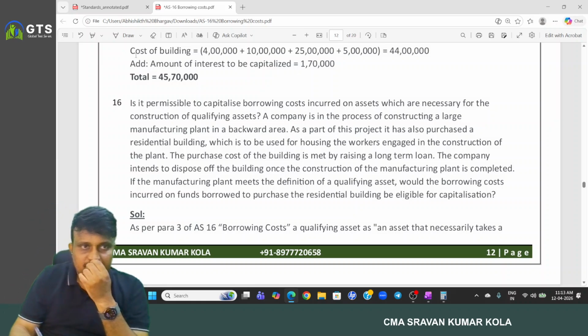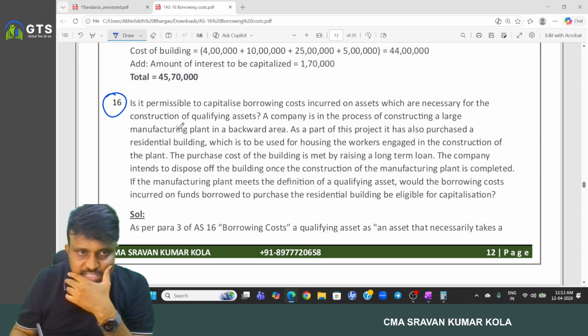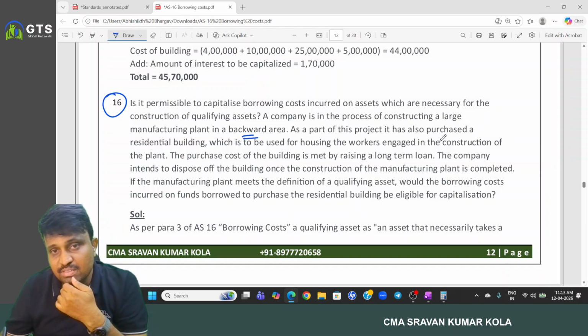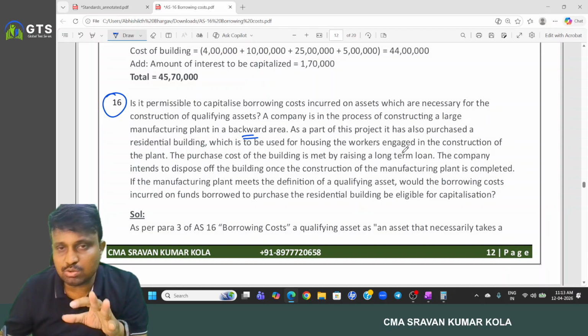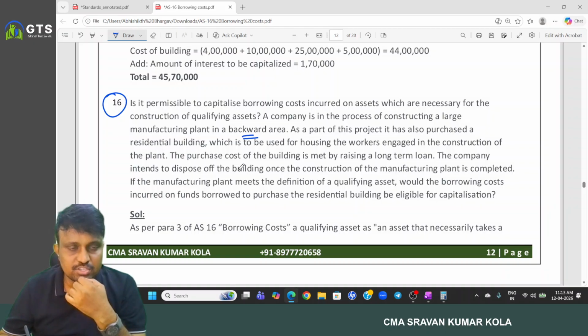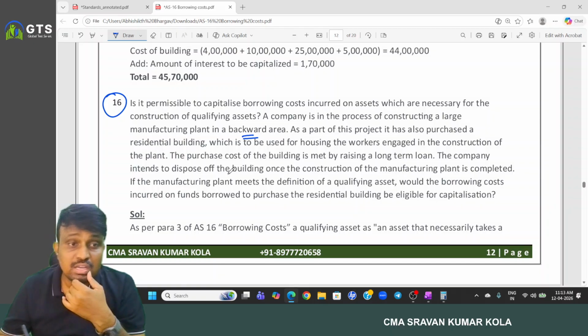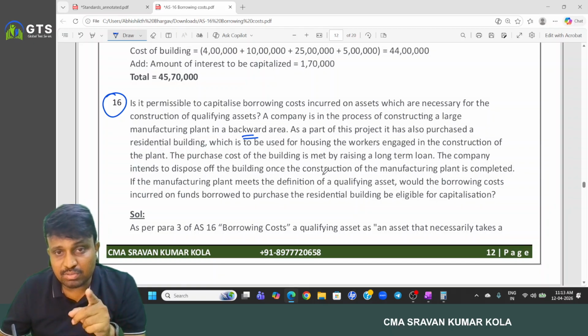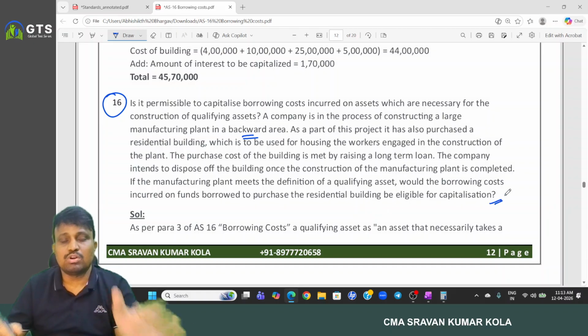So here, coming to the 16th problem. A company is in the process of construction of a large manufacturing plant in a backward area, and as a part of this project, it also purchased a residential building which is to be used for housing of the workers engaged in construction of the plant. The purchase cost of the building is met by raising a long-term loan. Company intends to dispose of the building once construction of the manufacturing plant is completed. So this is about what, qualifying assets.